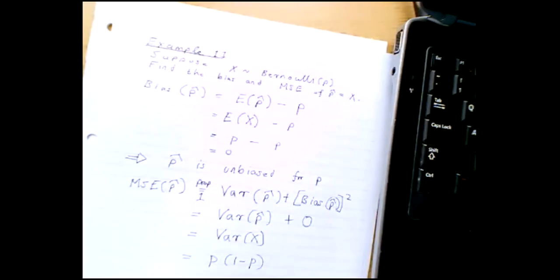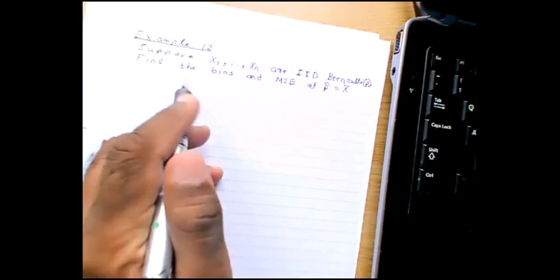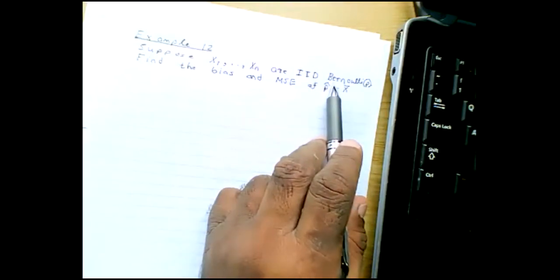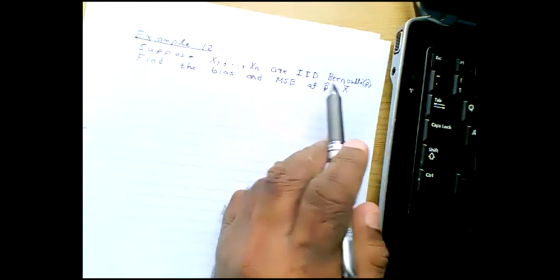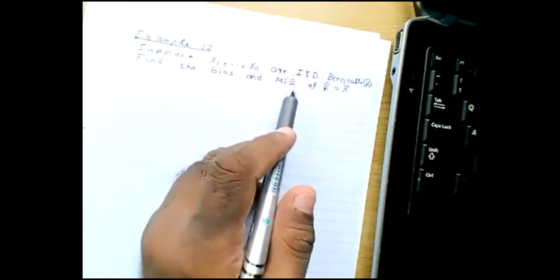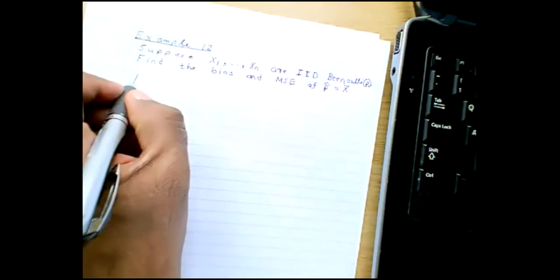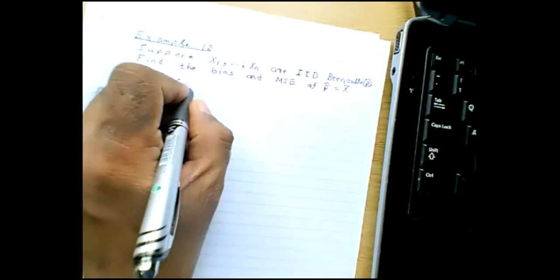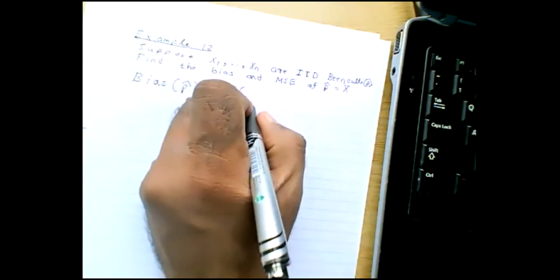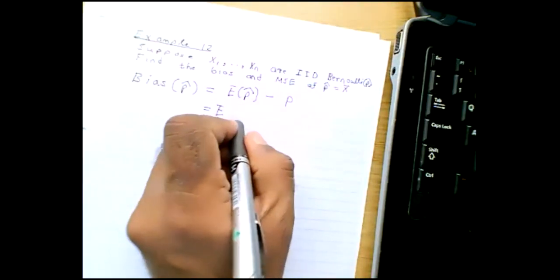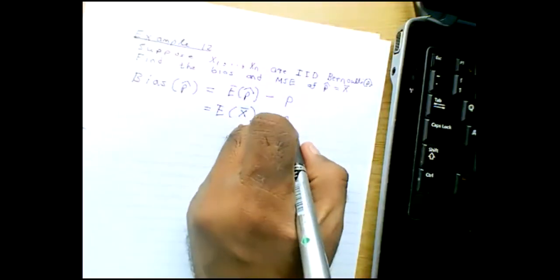The next example I'm going to do is example 12. So here I'm supposing that we have a random sample, or IID, which means independent and identically distributed, Bernoulli random variables with parameter p, and we want to find the bias and the MSE of p hat equal to the sample mean. All right, so let's try to find the bias first. This is the bias by definition. This is the expectation of X bar minus p.